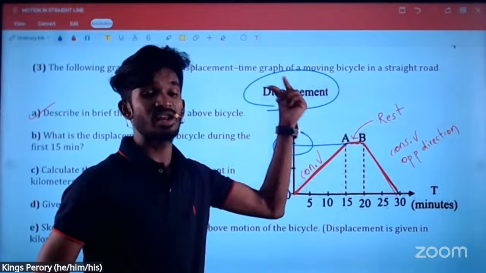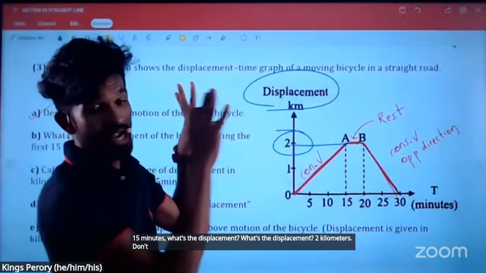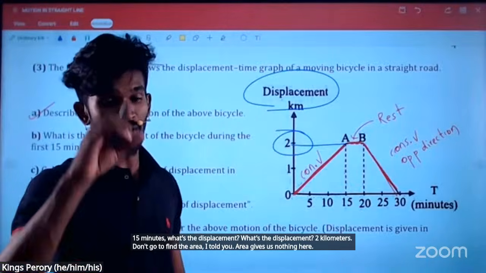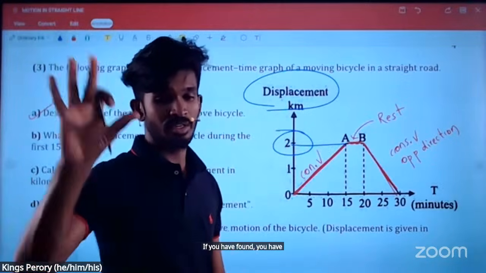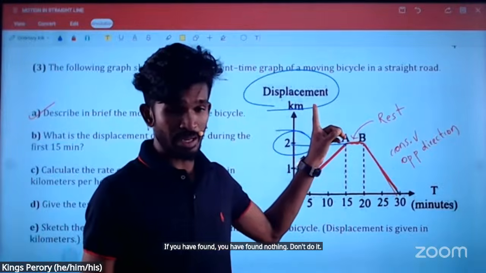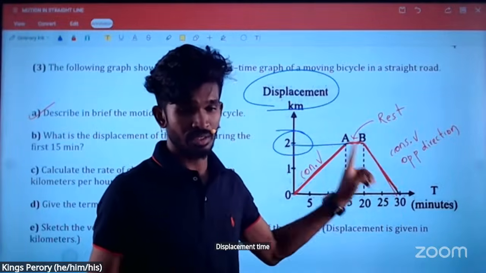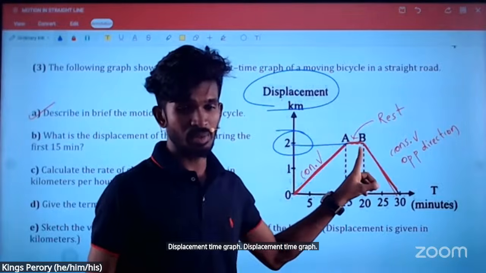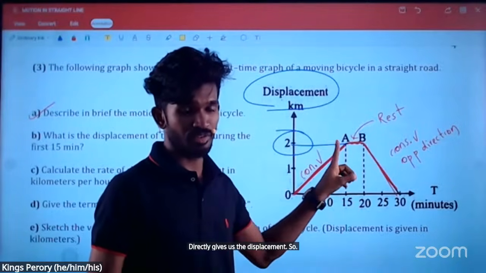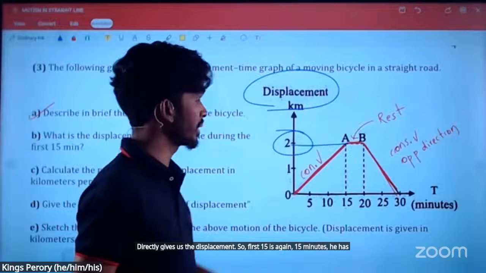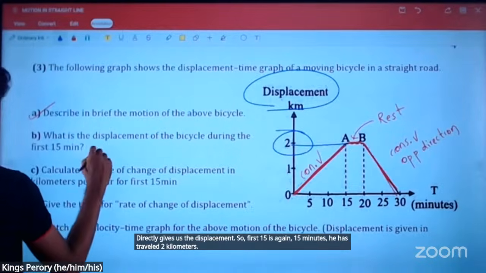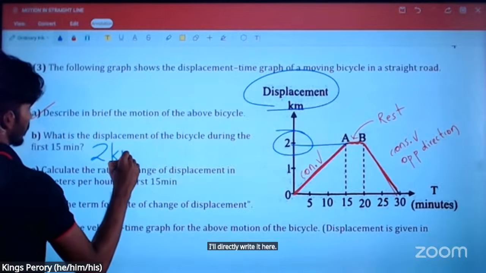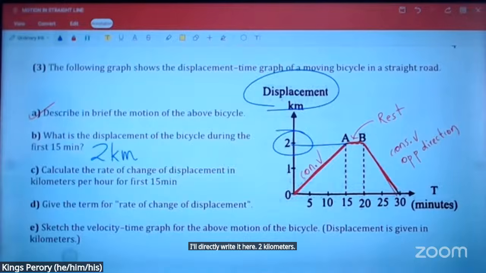2 kilometers. Don't go to find the area. I told you, area gives us nothing here. A displacement time graph directly gives us the displacement. So in the first 15 minutes, he has traveled 2 kilometers. I'll directly write it here. 2 kilometers.